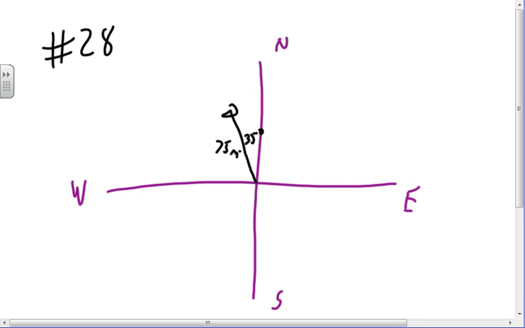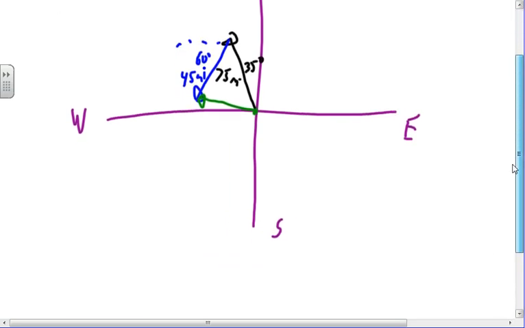Now, then it travels 45 miles on a course of 60 degrees south of west. Okay, so 60 degrees south of west would be like that. This is 60 degrees, and it's going 45 miles. And we want to know the displacement from there to there. That's what we want to know.